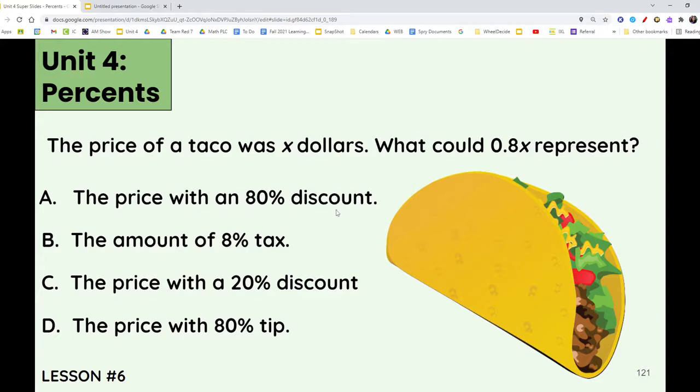All right, it cannot be A because if it was the price with an 80% discount, then you would only have to pay 20%. It can't be B because the amount of 8% tax would be 0.08X. The answer is C, the price with a 20% discount, because if there's a 20% discount, that means you only have to pay 80%. And it can't be D because the price with 80% tip would be 180%.